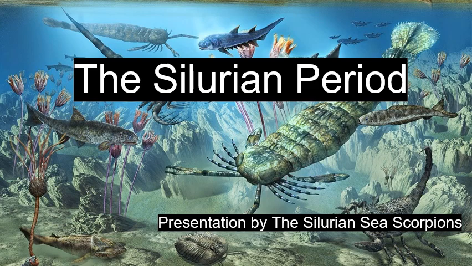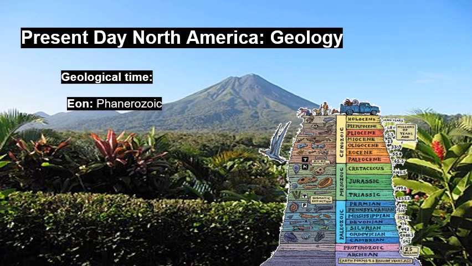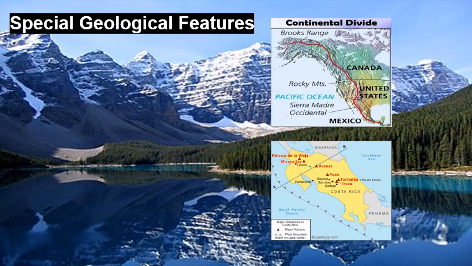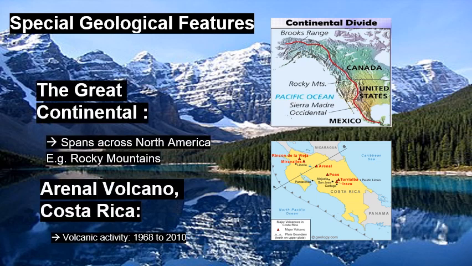Today we shall be discussing North America during the Silurian period. For present-day North America, the geological time is the Phanerozoic Eon, Cenozoic Era, Quaternary Period, Holocene Epoch, and Meghalayan Age. Special geological features include the mountains of the Great Continental Divide and the Arenal volcano in Costa Rica.